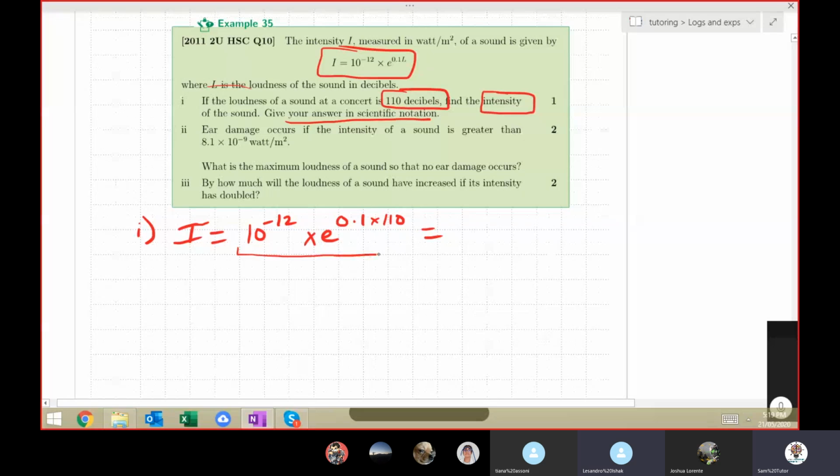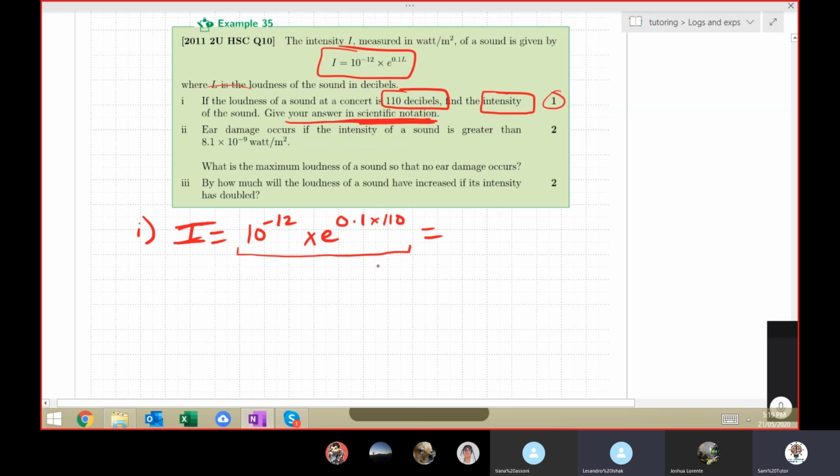Log everything. No, you're overcomplicating it. It's only worth 1 mark, and it just says give your answer in scientific notation. What do you think you're going to do? Oh, just put it in your calculator. Yeah, just put it in your calculator. But it's already the subject. Let's get that clear. You've already solved for I, so there is no need to solve for it. So plug all of that into your calculator.